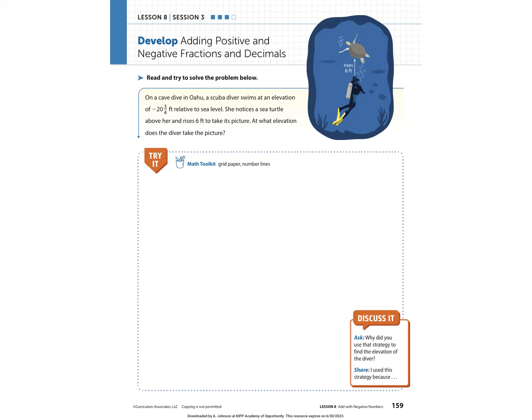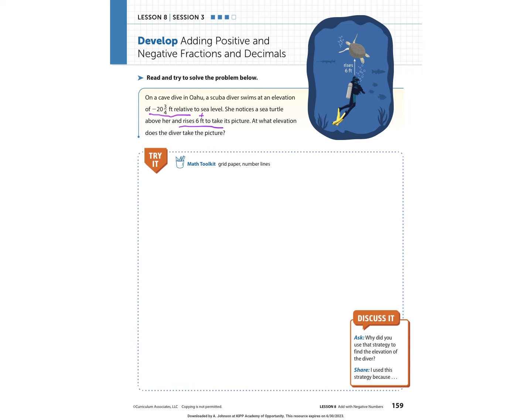Okay, so today we are finally working with decimals and fractions. Remember, those are rational numbers, okay? We've got this diver. They've swum down to negative 20 and 3/4 feet. She notices this sea turtle that's above her, and she rises 6 feet, right? So that's positive. At what elevation does the diver take this picture?